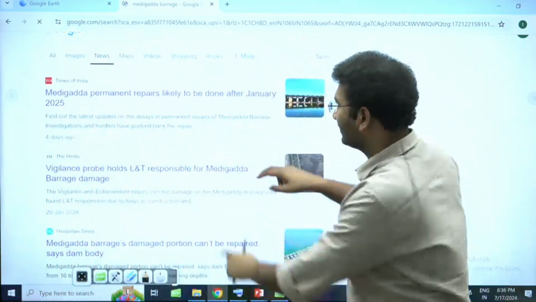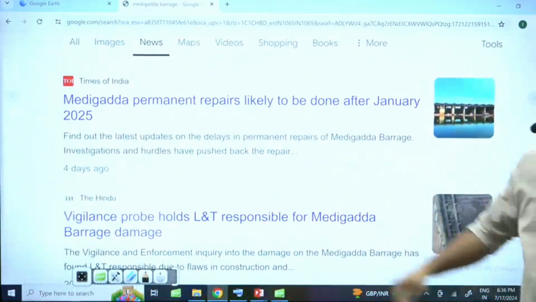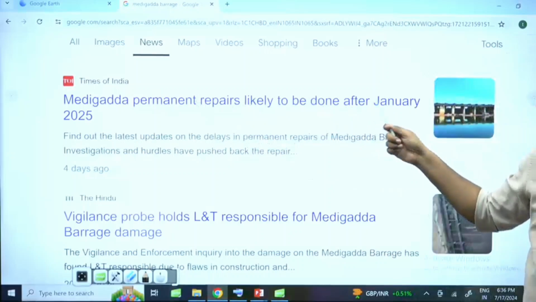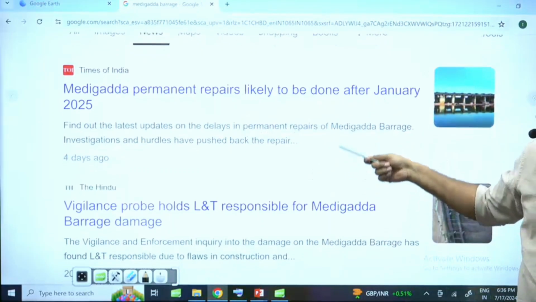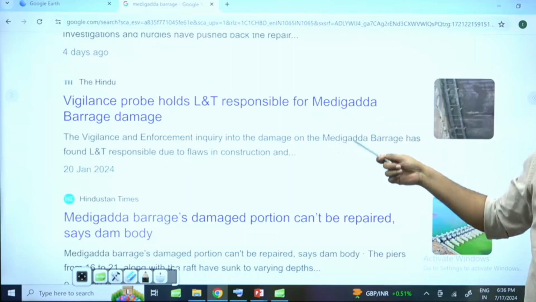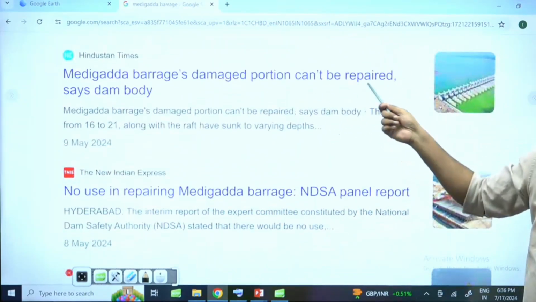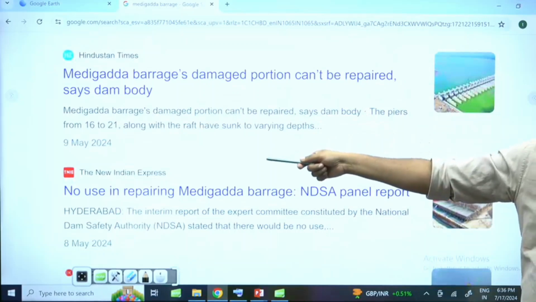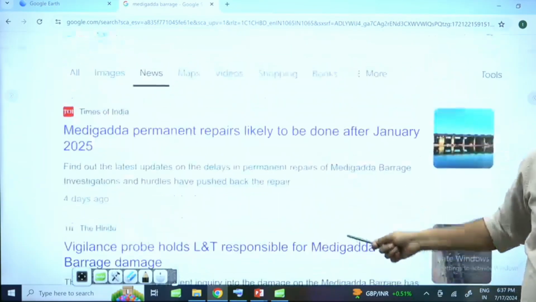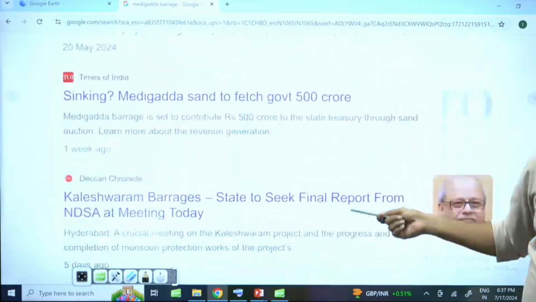Look at this current affair. Medigadda, permanent repairs likely to be done after January. Vigilance probe holds L&T responsible for Medigadda barrage. Medigadda barrage damaged portion can't be repaired, says dam body. This was 9th May. Again, it was there in 20 January. And here, 4 days before. That means this is seen continuously, right?